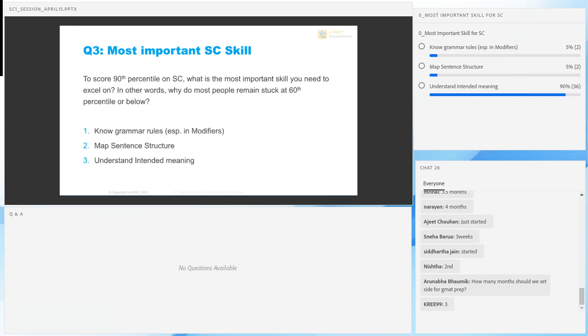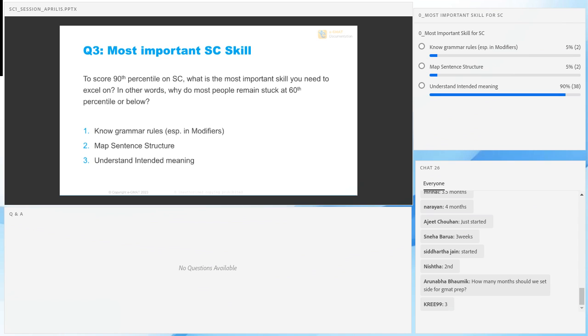Very important: understanding the intended meaning is the most critical thing. Now the next thing is, you understand that, but do you understand it enough that you have internalized the method, that you know what it means to give intended meaning the most importance?